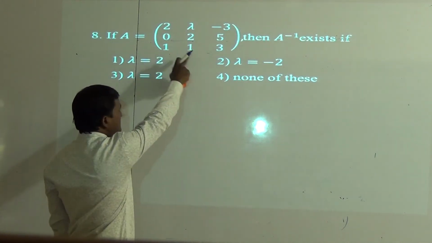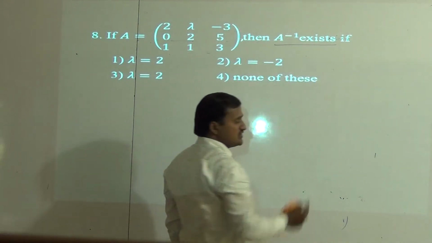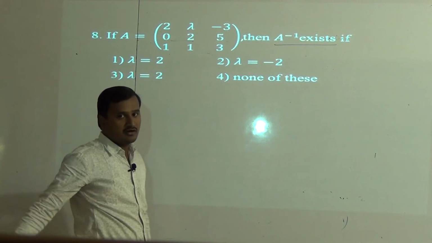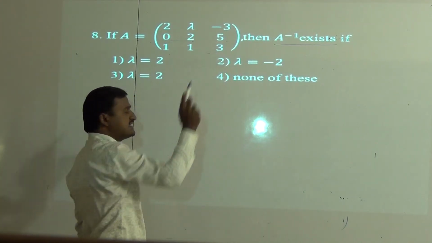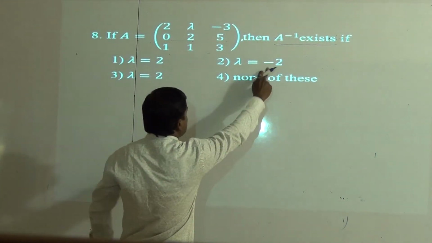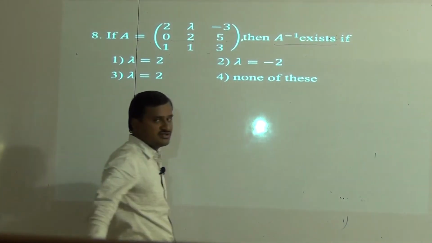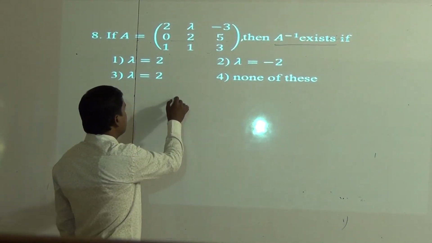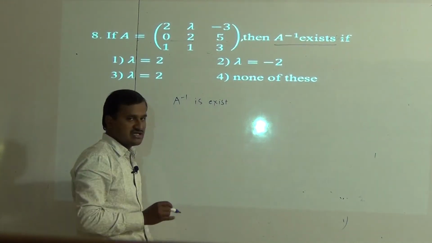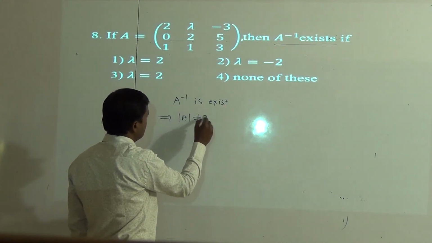If it is a matrix of order 3 cross 3, then A inverse exists if and only if the condition for lambda holds. The options are: A inverse exists if lambda is equal to 2, lambda is equal to minus 2, or lambda is equal to 2, or none of these. So we know that A inverse exists only when the determinant of A is not equal to 0.